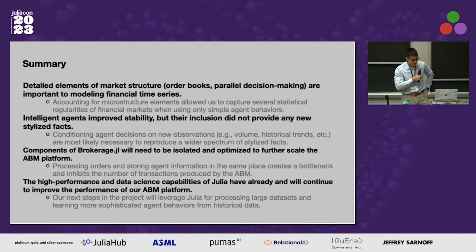So the intelligent agents did improve stability, but their inclusion did not necessarily provide any new stylized facts. This was a little interesting because the strategic behavior didn't necessarily provide any new statistical regularities. And so this made us think that maybe conditioning on the right observations, adding things to the observation space, like information propagation, historical trends, and these different shocks, is probably more necessary than perfectly replicating human behavior, which should also be a good thing because it's probably easier than attempting to model human behavior, right?